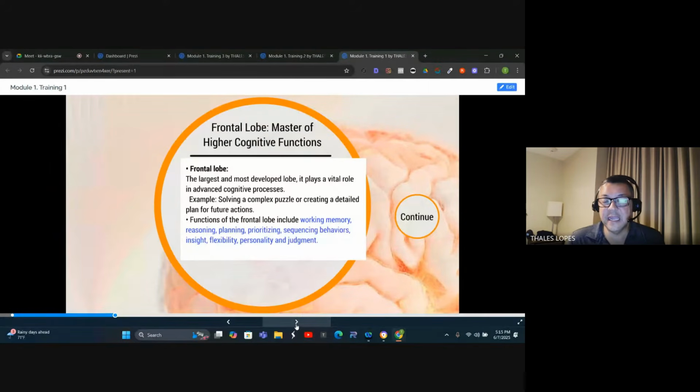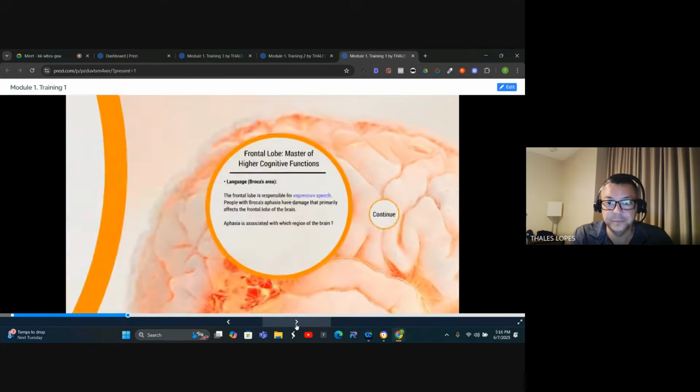Flexibility, personality, judgment, right? Understanding judgment and insight, frontal lobe. Especially personality. Personality has a lot to do with the frontal lobe.